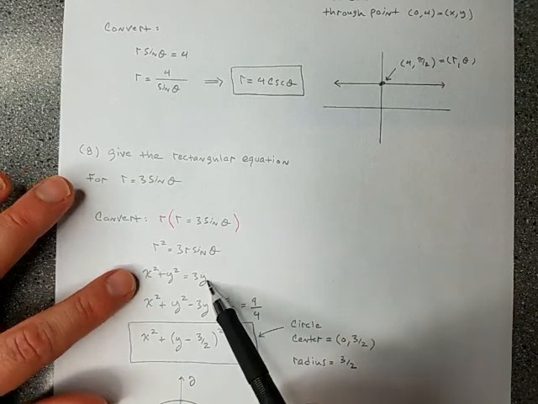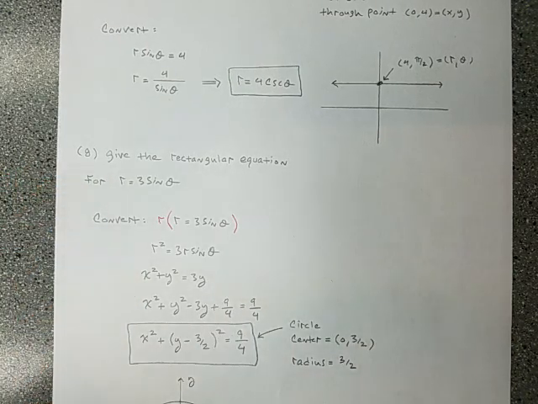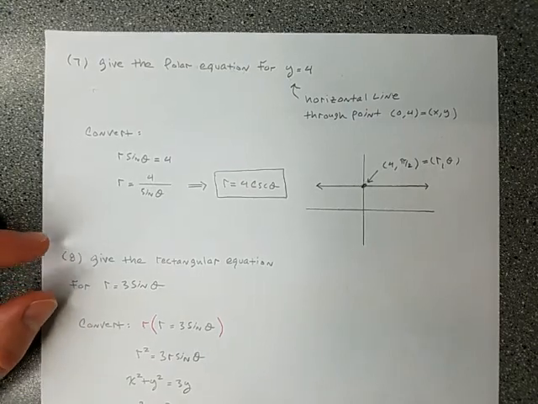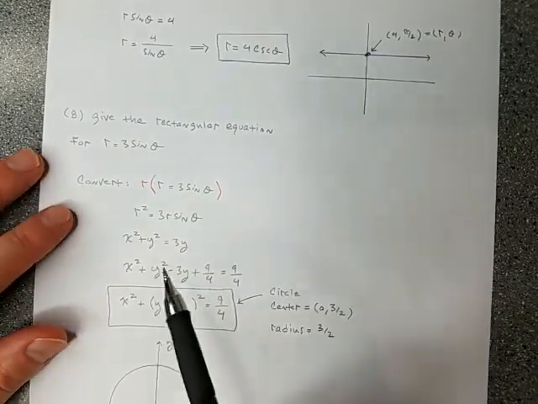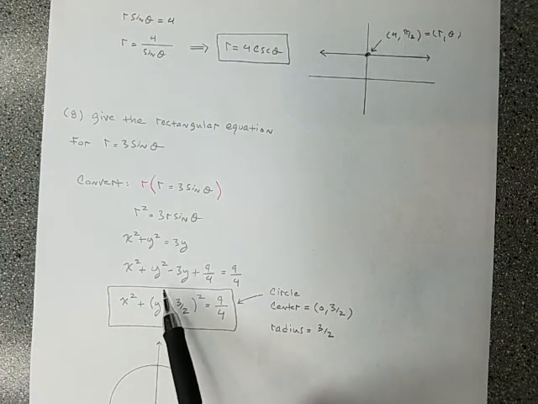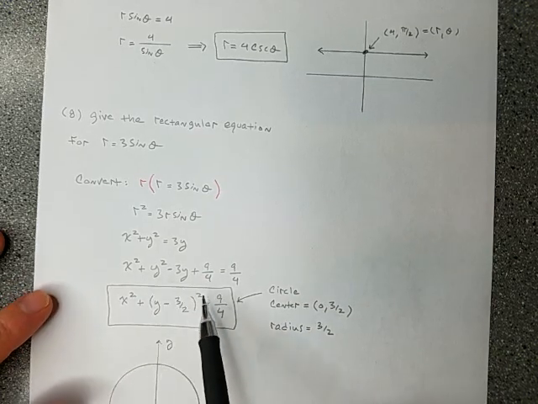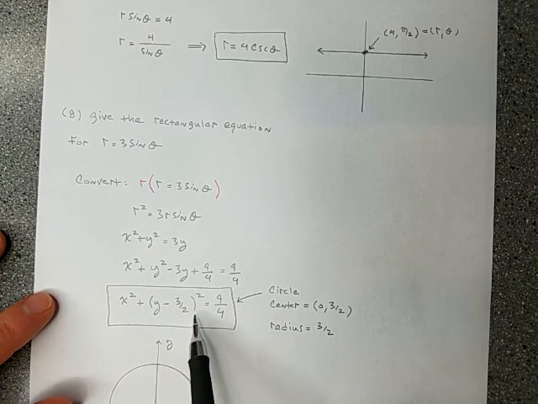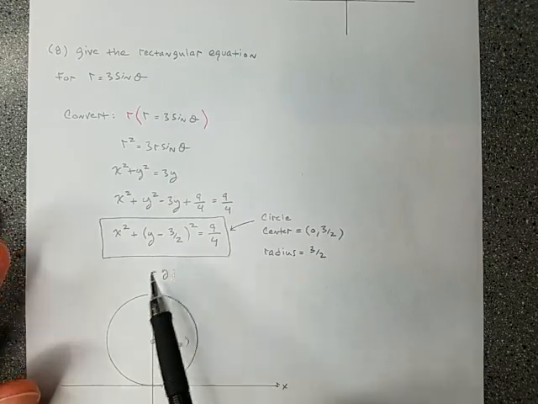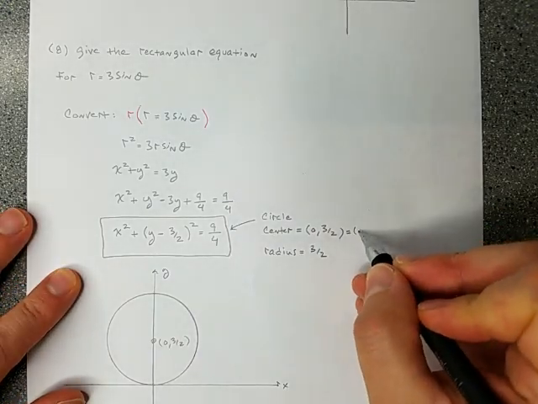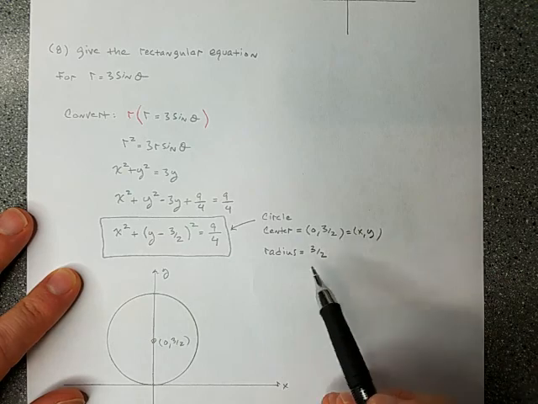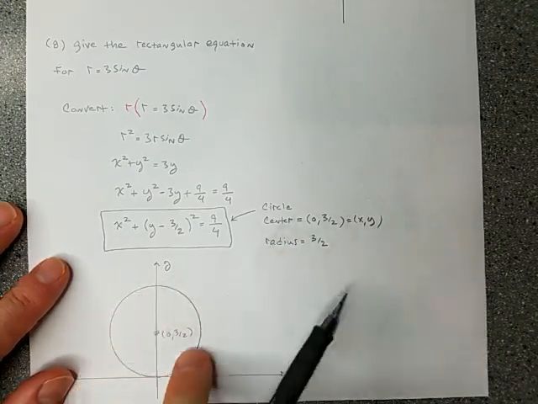Now, I would like to get this in a form where I can recognize what it is. The question would probably say something like, give the rectangular equation in sketch or identify the graph. So I will complete the square on this to get it in the standard form of a circle, okay? So this is called completing the square, and I'll end up with this, and then I could recognize that as a circle that has a center (0, 3/2), where that's rectangular coordinates, and a radius of 3/2, so it's a circle like that.